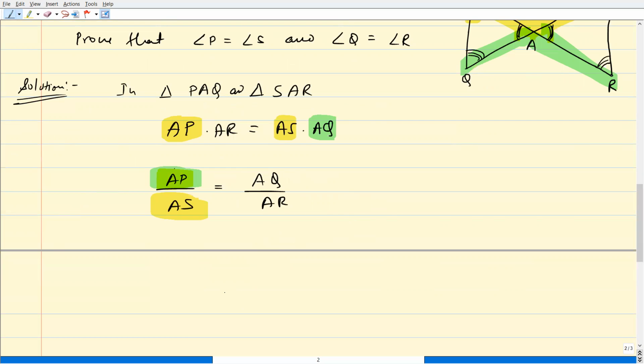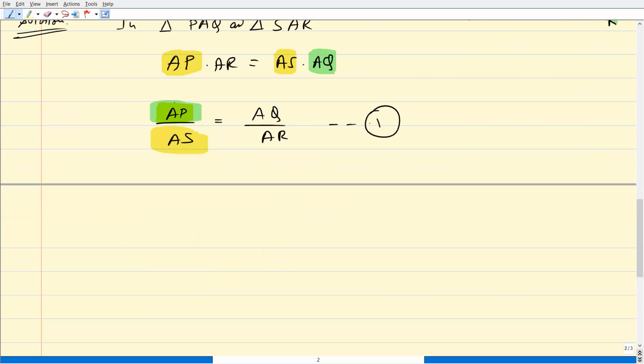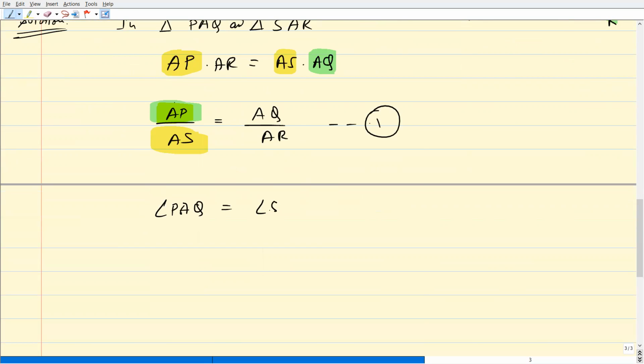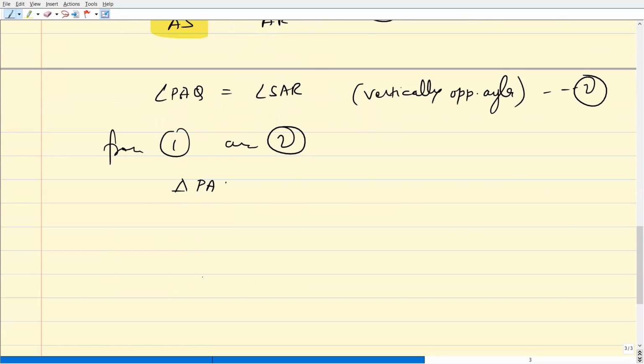Then talk about the angle also. Let's call this as 1. Angle PAQ is equal to angle SAR. Why? Vertically opposite angles. So let's call this as second equation. So from 1 and 2, we can say triangle PAQ is similar to triangle SAR. What is the reason? By SAS.